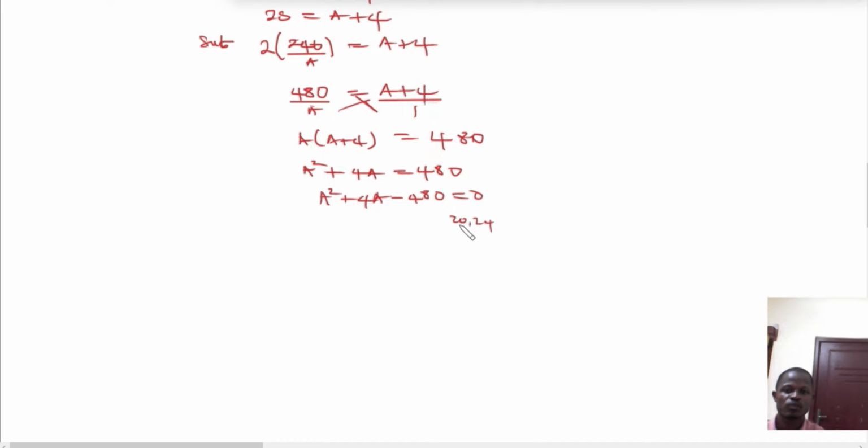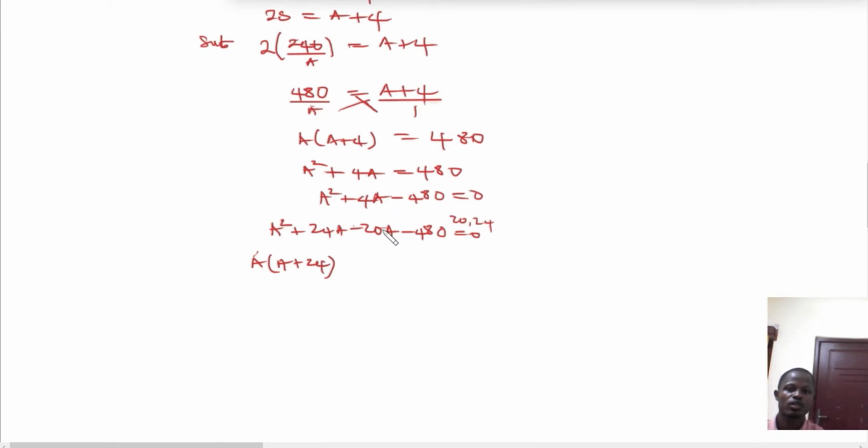Why do we use 20 and 24? Because if we subtract 24 minus 20 it gives us positive 4A, and the product gives us minus 480. So let's factorize this. We write A squared plus 24A minus 20A minus 480 is equal to 0. Here we factorize A out: A squared divided by A is A, and 24A divided by A is 24. Close this bracket. If you expand this, you get this.